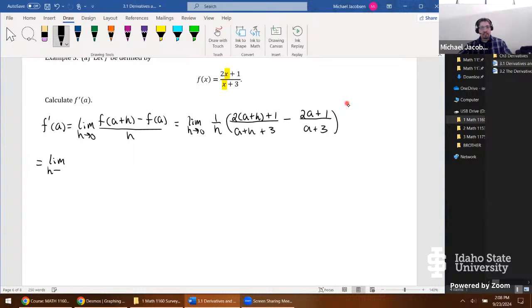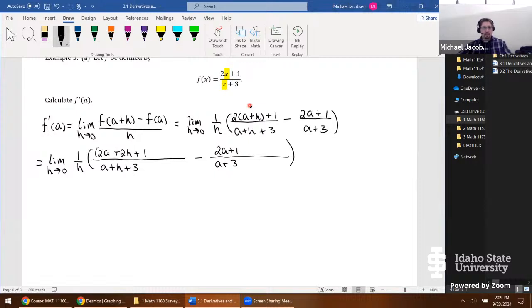We have limit as h gets smaller and smaller of 1 over h multiplying. Strategy here is you want two pretty big fraction bars. So I'll go this minus this. That might be slightly dramatic, but we'll just see how my penmanship goes. And to organize the results better, let's just distribute the 2 through. So we have a 2a plus 2h plus 1, a plus h plus 3 down below, and then 2a plus 1, a plus 3. I'll put parentheses around anything that had more than one term. I guess that's everything here, just to be careful with our algebra.